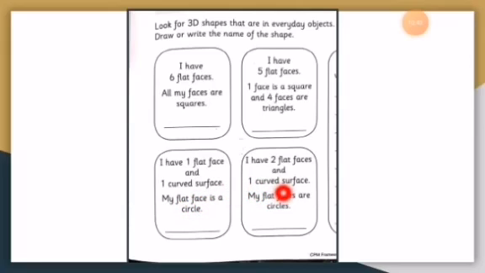Now let's read the next property. I have two flat faces and one curved surface. My flat faces are circles. And this is a 3D shape. Think about this shape. What do you think? Which shape is this? Again I am going to read the property. Listen carefully. I have two flat faces and one curved surface. My flat faces are circles. Excellent. Very good. The name of that 3D shape is cylinder. A cylinder has two flat faces and one curved surface, and all the faces are circles.